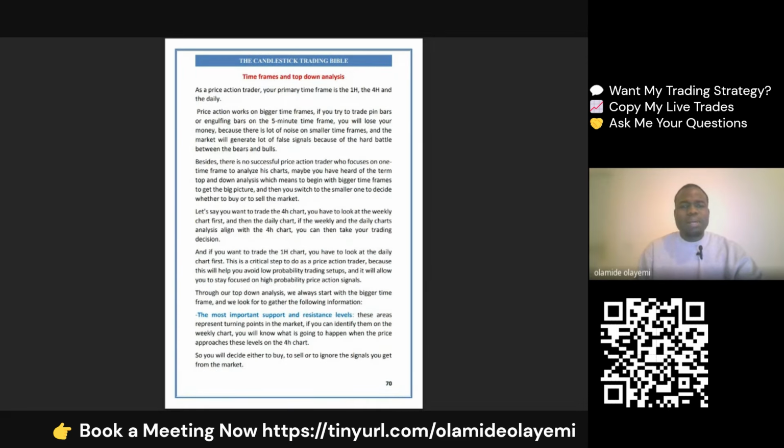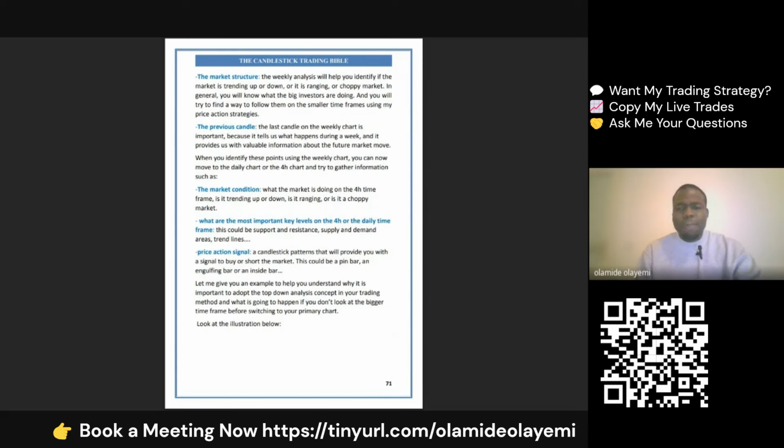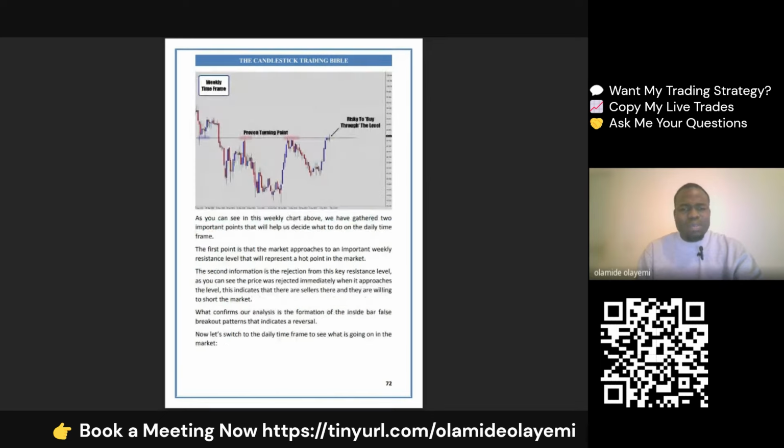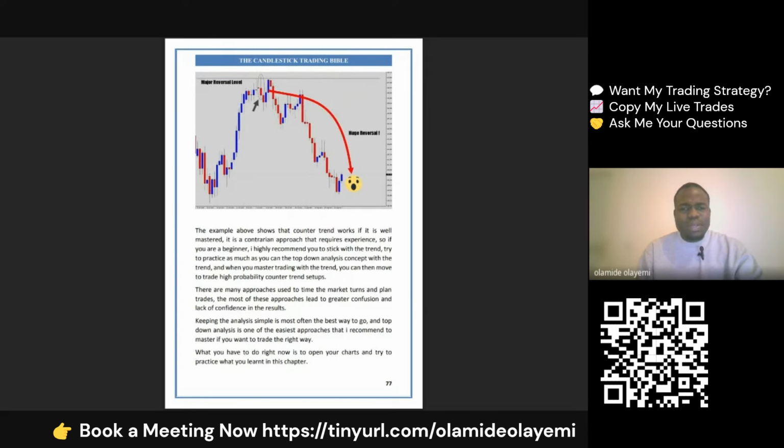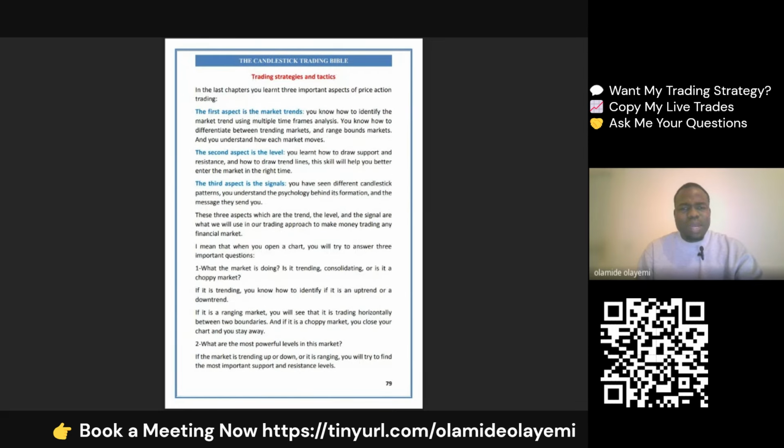All right. Time frame. We have different time frames. We have the 1 hour time frame, 5 minute time frame, 4 hour chart, and this is what we really mean by time frame. All right. So the market structure. We've looked at the previous candlesticks, the market condition. Look at this, this is a live weekly chart. All right. So let's look at the strategy.